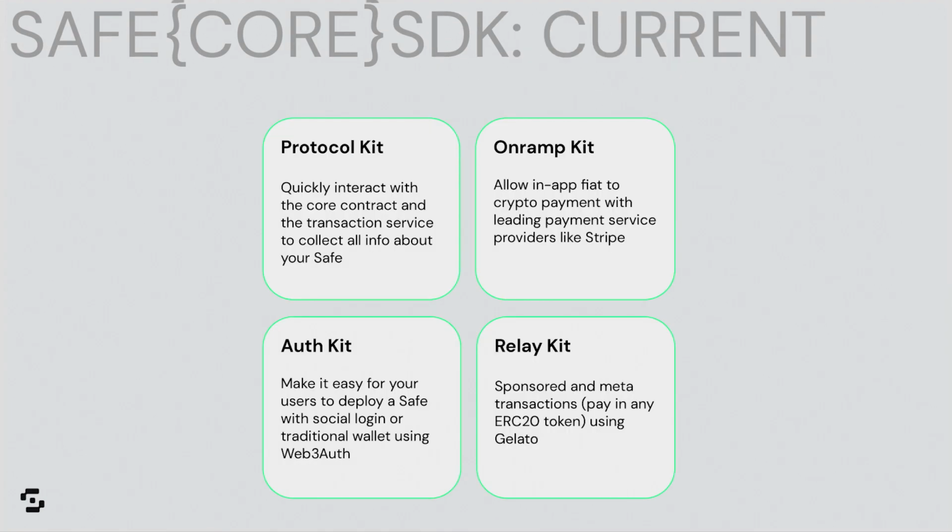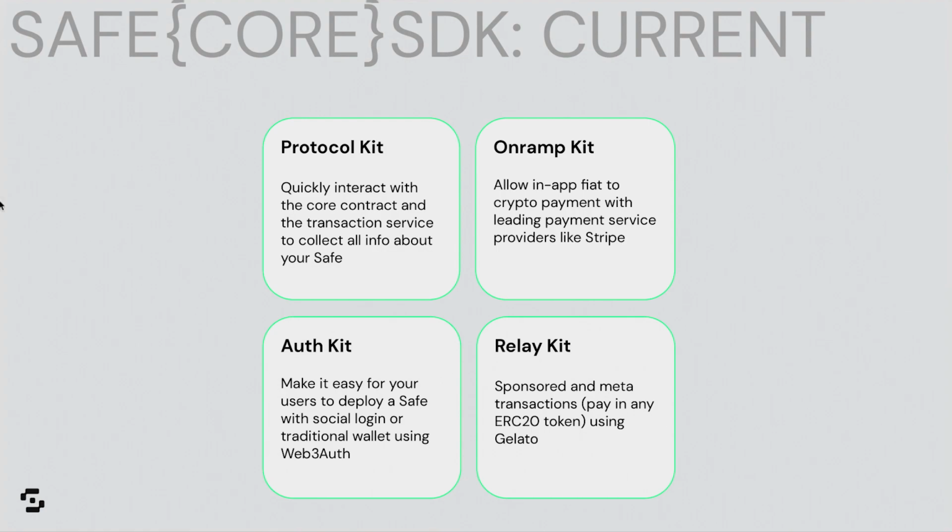Currently, as I mentioned, we have those 3 new kits that have been introduced to the SafeCore SDK. The protocol kit represents the access to the core contract primarily, and the on-ramp kit allows developers to quickly integrate with the Stripe payment service provider for enabling in-app payments within the application. The auth kit will be used to integrate with different authentication mechanisms and hopefully other types of signing methods that we can promote, because we are not tied to one particular type of signing.